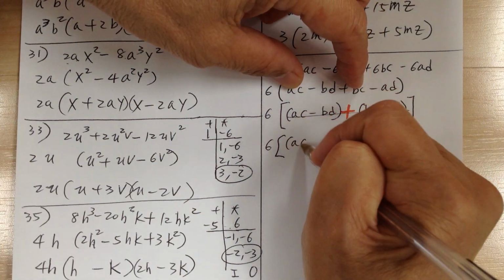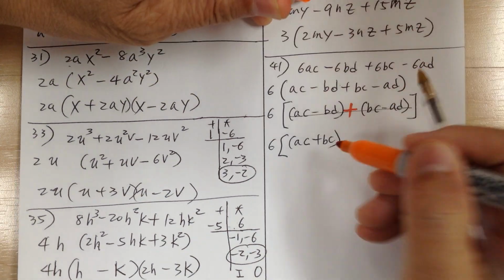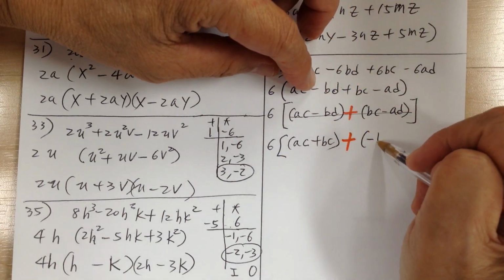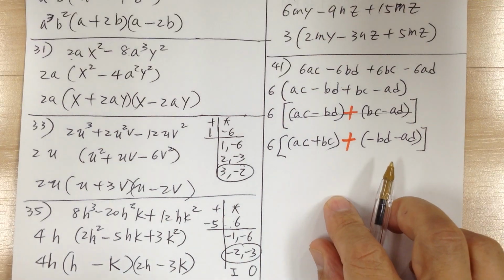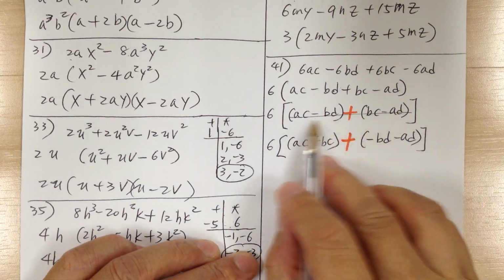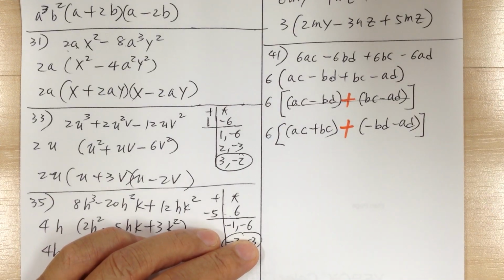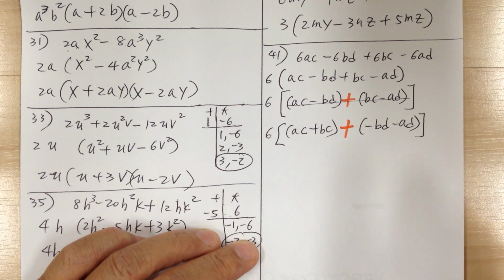So AC plus BC, plus, and then you're going to get minus BD minus AD. So when you're doing the grouping, if it gets stuck like this, if nothing can be done, then what you do is just regroup. Because there are 3 possible ways you can group them, and one of them is not going to work, 2 of them are going to work.